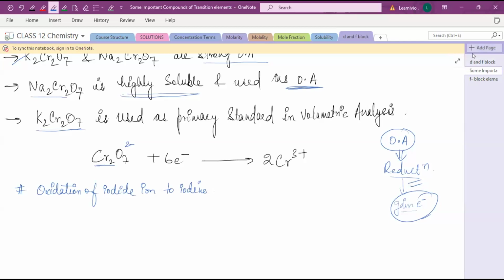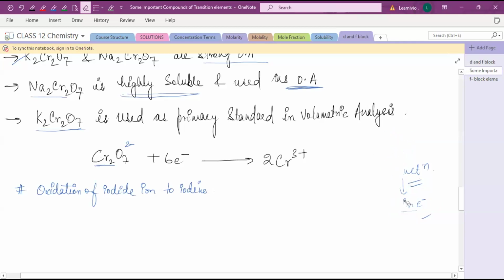Let me know, do you know how to determine the oxidation state? Yes or no? Hello. Lubna, do you know how to determine the oxidation state? If you don't know, just let me know. No, ma'am. Okay, no problem. At least respond. I'm just asking you again and again. At least respond.